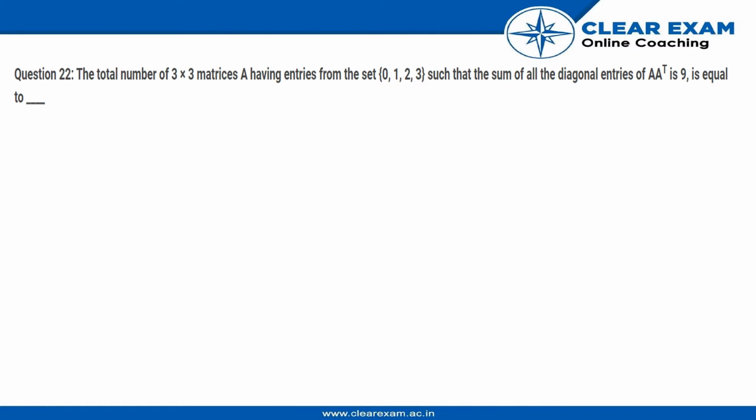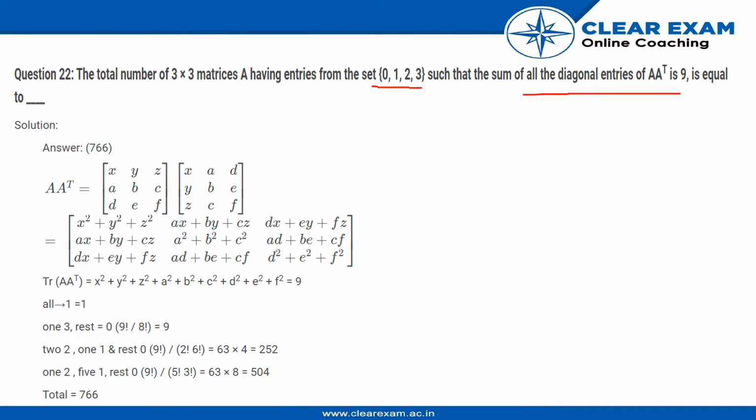So here we need the sum of diagonal entries of AA transpose, that is the trace of AA transpose, to be equal to 9, and the entries in A should only be from 0, 1, 2, 3. So if we take a general matrix A, take its transpose, and multiply them using the matrix rule, we get the trace of the matrix as the sum of the diagonal elements, which is given to us as 9.